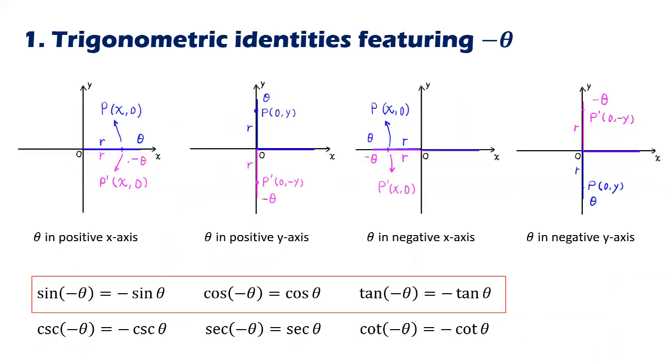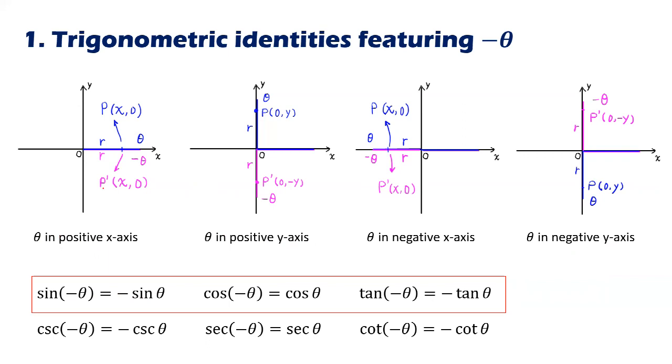Okay, so let's have a look at the second case. If the angle theta lies on the x or y axis, what will happen? Okay, first of all, theta can be in the positive side of x-axis, right? And it can also be on the positive y-axis or negative x-axis or negative y-axis, right? So in this way, we can also prove that sine minus theta equals minus sine theta.